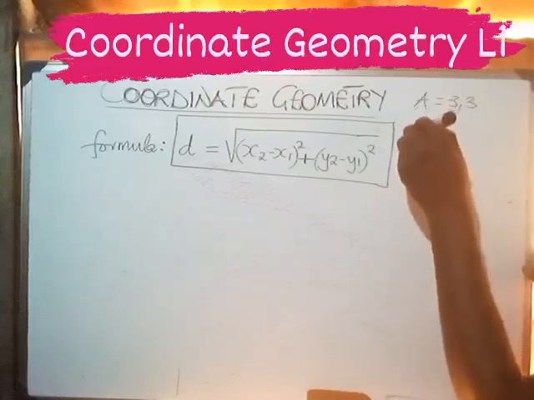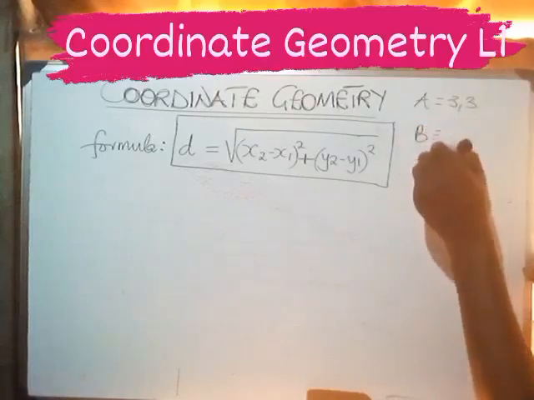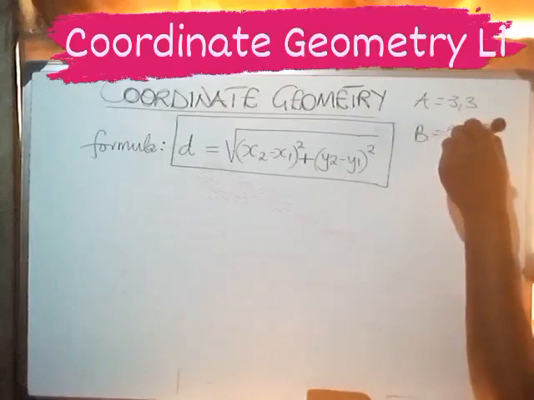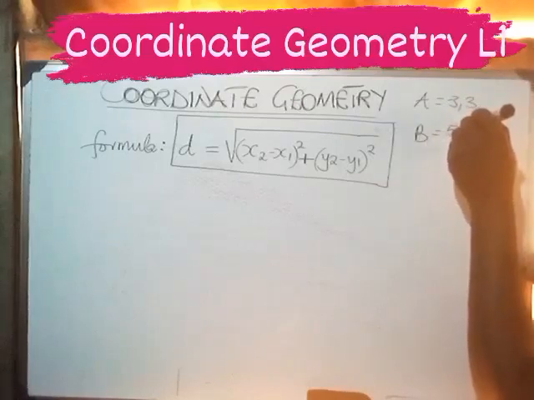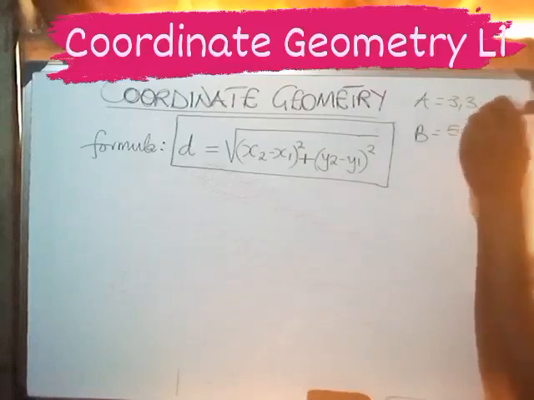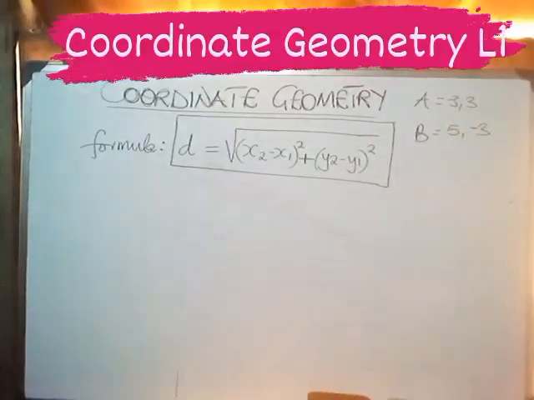Then our B, it was 5, -3. This is what we had.